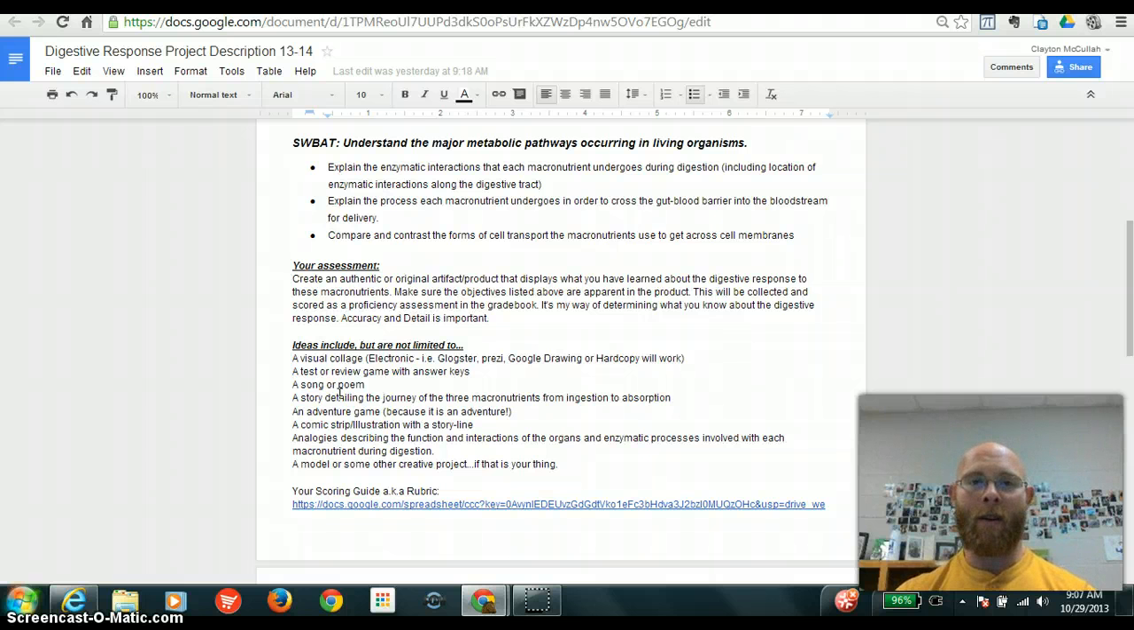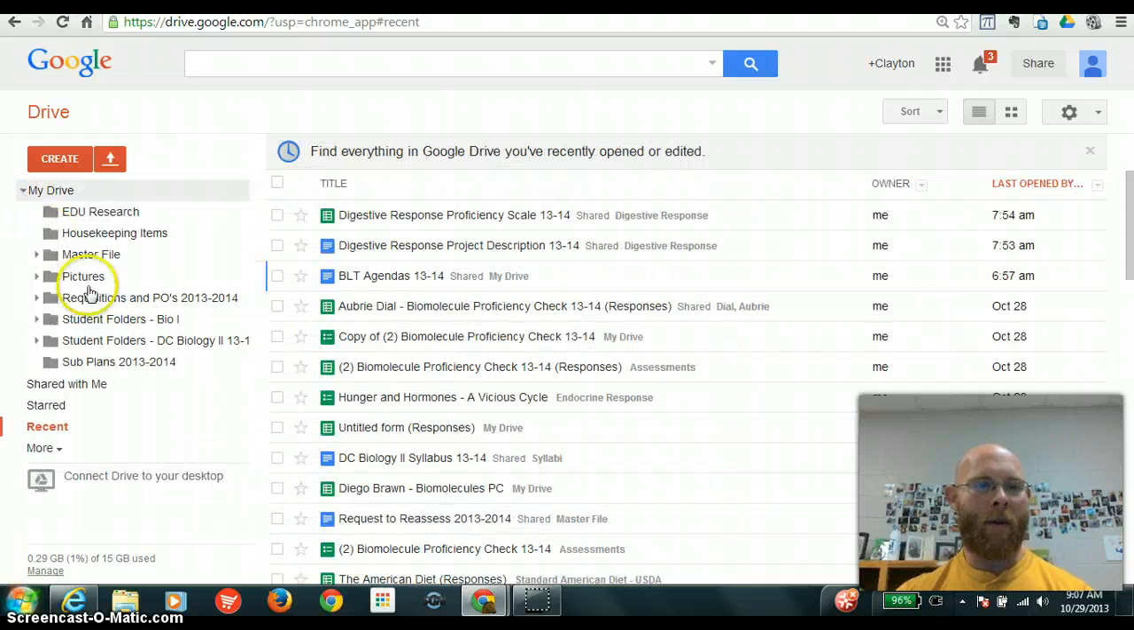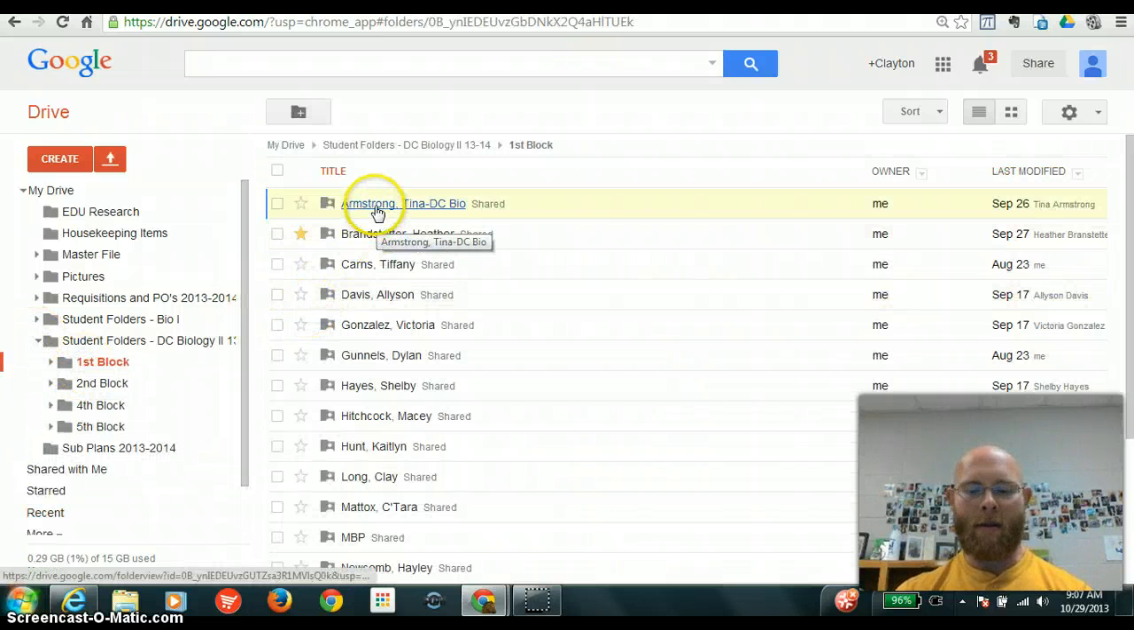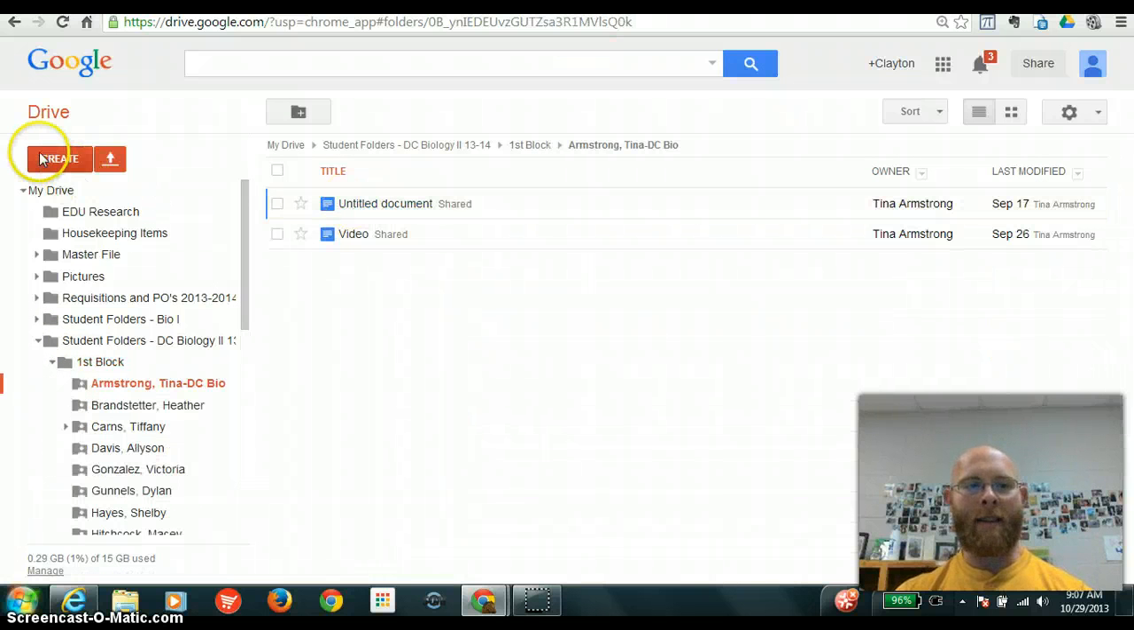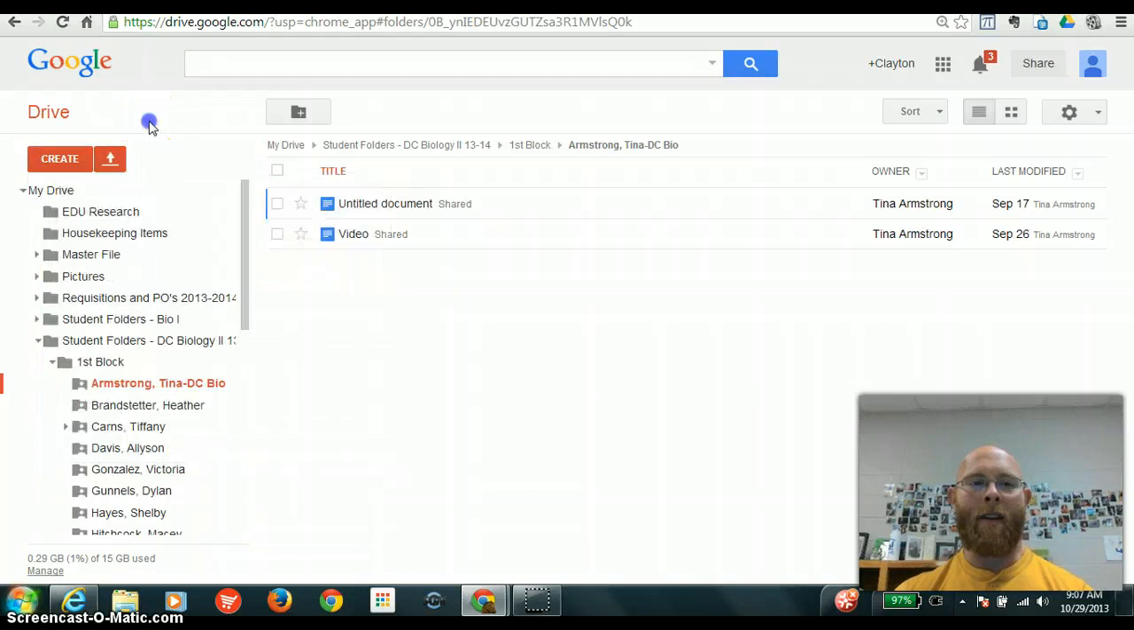If you do create this in a Google document, I recommend creating it starting from that folder that I shared with you. Create it in there, and that way it's automatically in there. You don't have to worry about sharing it and then moving it and all that stuff. So if you go directly to that folder, like for instance, I'll show you. Let's say student folders, first block. If I went to Miss Armstrong's folder here and I wanted to create something, when I create it, it'll automatically be in there. I don't have to move it around at all. So create it from that folder, and it's already handed in.